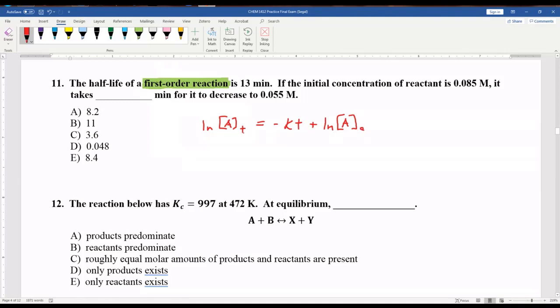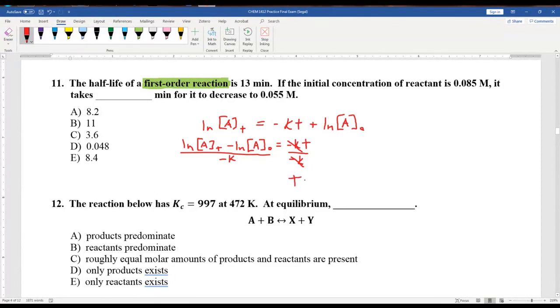Now in this case, I'm trying to solve for the time. So if I rearrange this equation, if I subtract the natural log of the initial concentration, the ln of the concentration at time t minus the natural log of the initial concentration is equal to negative kt. I can then solve for time just dividing by negative k. A little lesson in algebra here. And that gives me t.